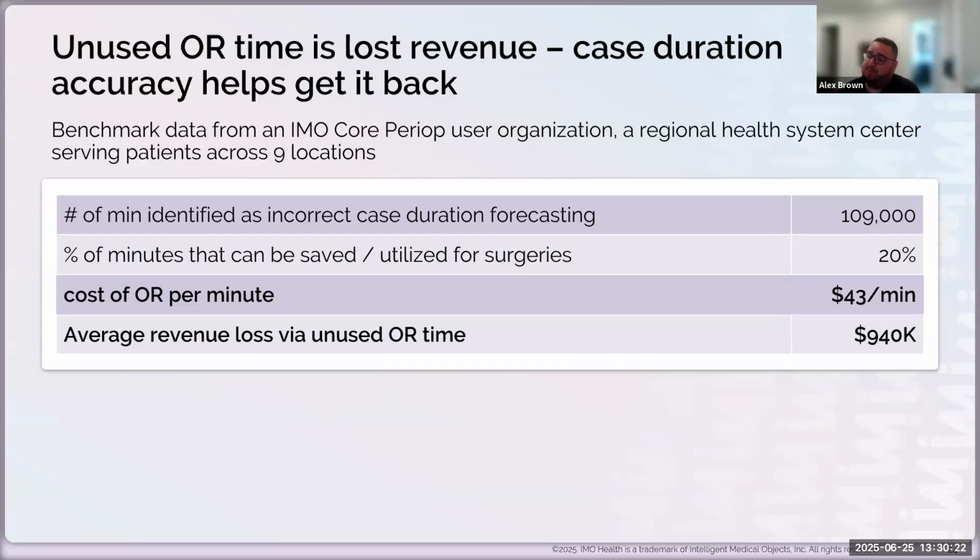But we assume that about 20% of those could be utilized, and we know that the cost of an OR per minute averages out to about $43. So for them, that came out to a little bit under $1 million in value, just by being able to better predict how long their procedures are going to take, and then operationalizing that by working that into their scheduling workflows and their case ordering workflows.